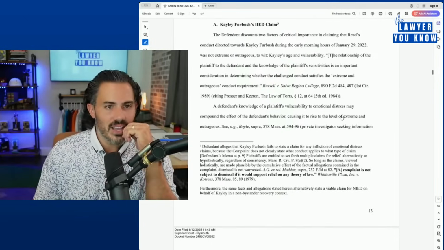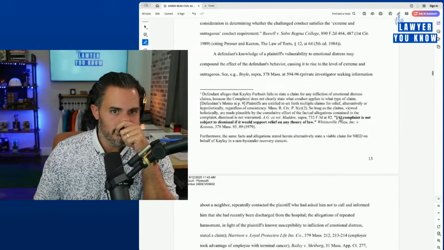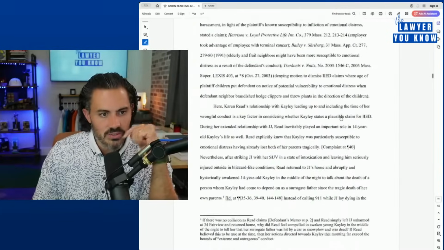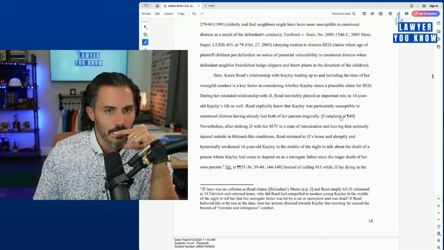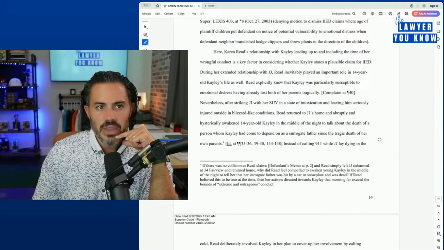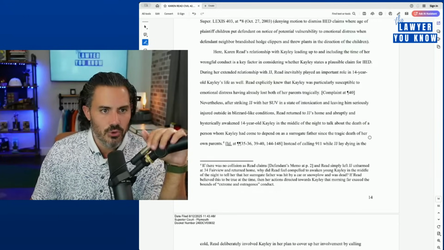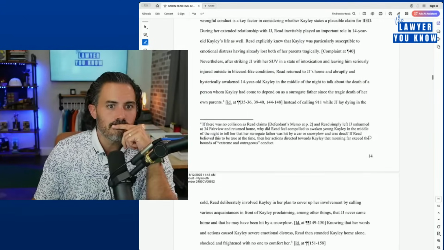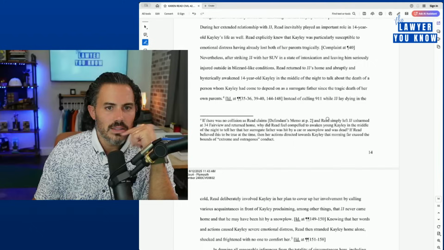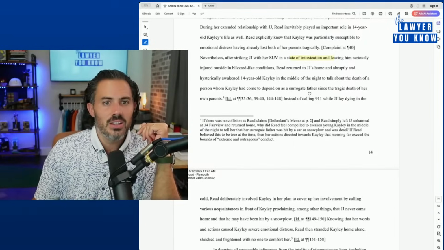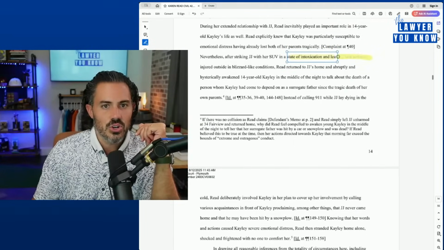Okay, Kaylee's intentional claims here. Knowledge of vulnerability, very similar arguments made. They talk about Karen's relationship with Kaylee leading up to and including the time of her wrongful conduct is a key factor. They go back to intoxication, leaving him seriously injured.